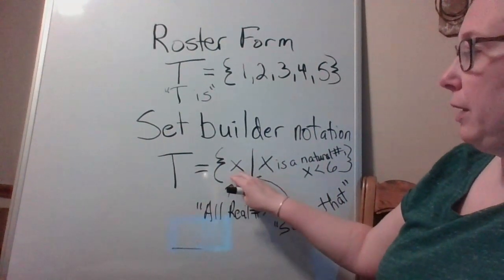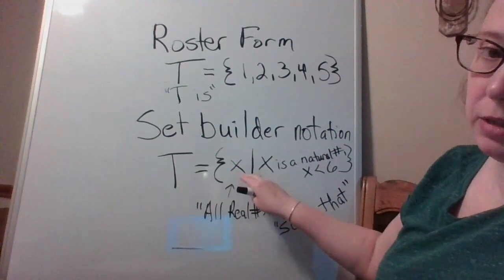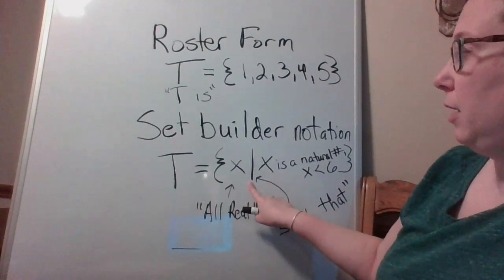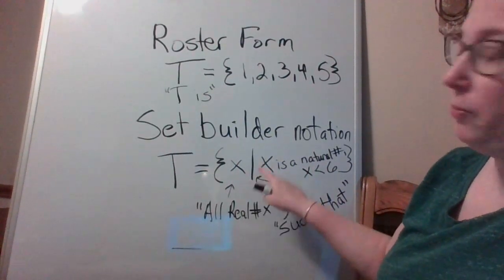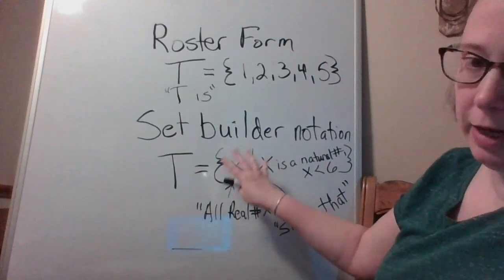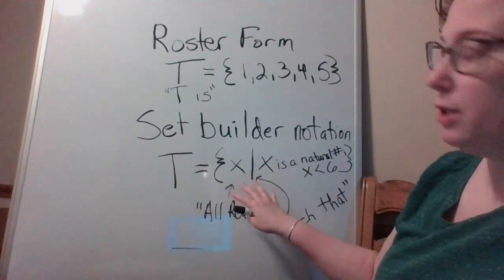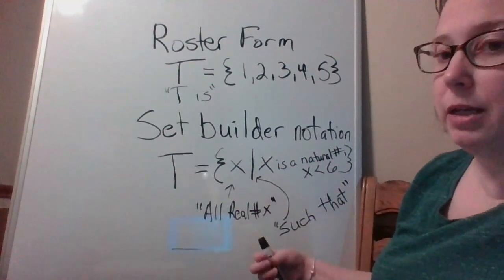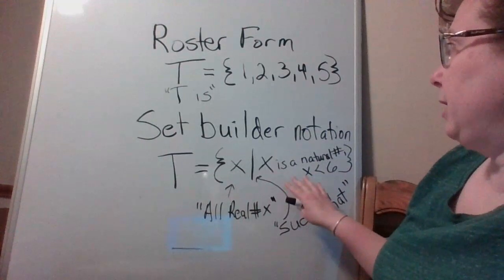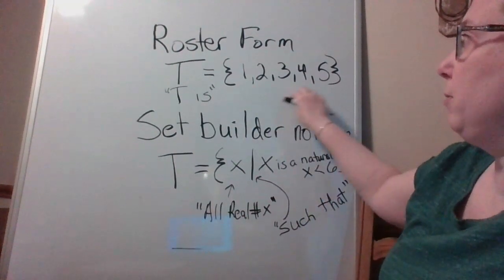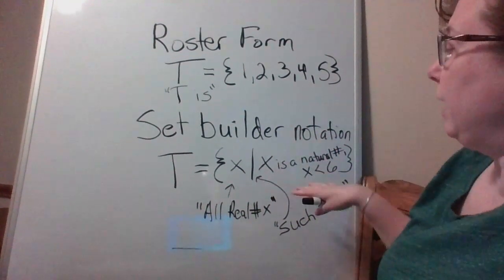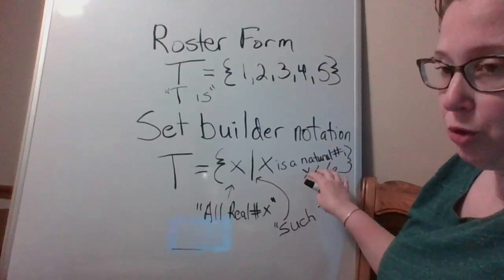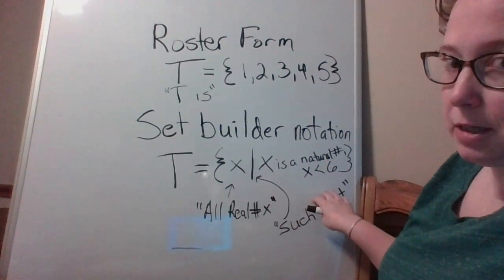You are always going to have this all real numbers x such that. So you're always going to have your variable, then this vertical line, and then your variable again. That is consistent in set builder notation. What's over here is a description of what is in your set. In this case, our set is 1, 2, 3, 4, 5, and we can describe that by saying it is a natural number and it's less than 6.